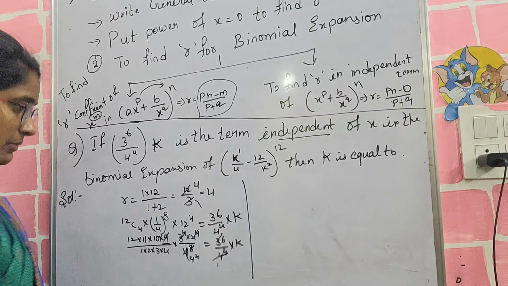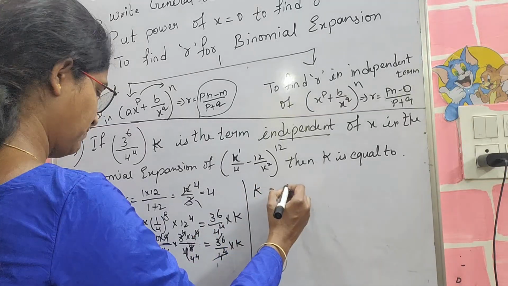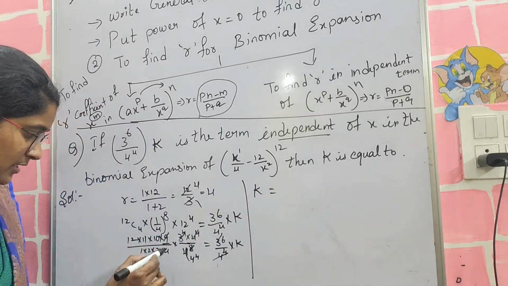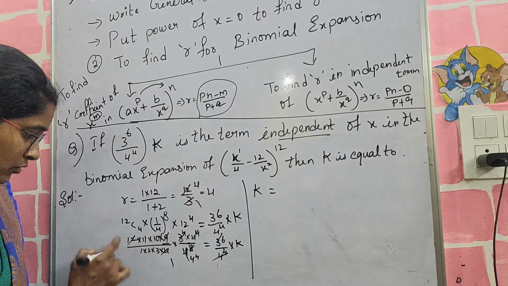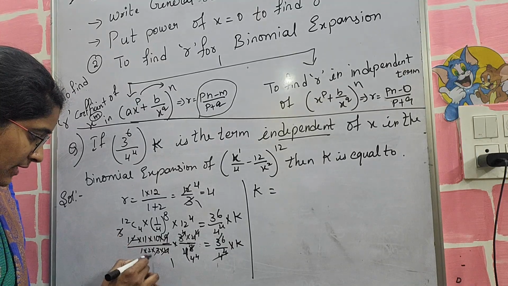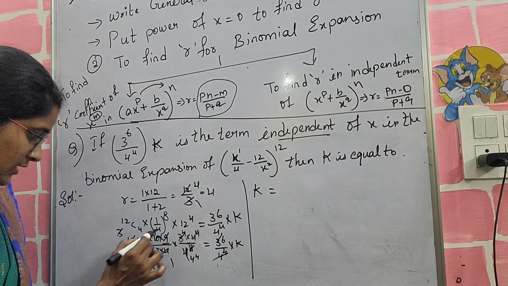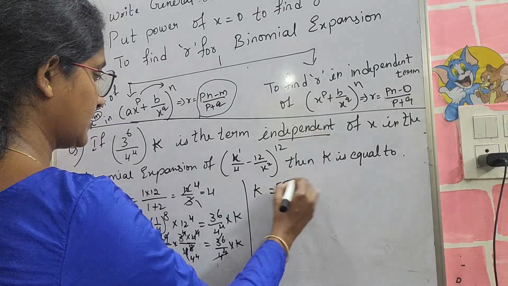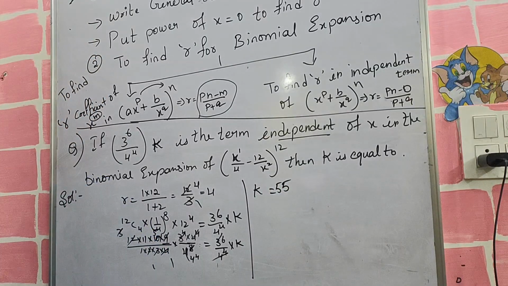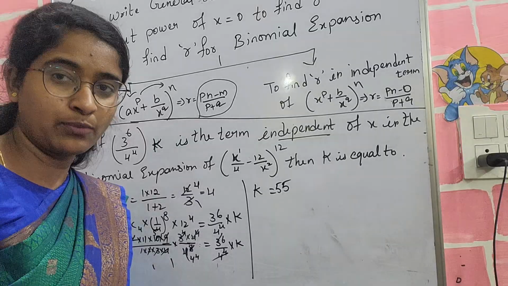That's better, no? The remaining k value is, here also I can cancel it. 4 ones are 4, 3s, 3, 3 cancel, 2 ones, 2 5s, then 55 is your answer. Then k value is 55. Like this you have to do it, and we'll do some more 1 or 2 problems.